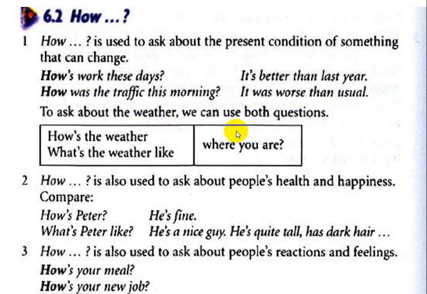To ask about the weather we can use both questions. How's the weather? And what's the weather like where you are? Number 2. How is also used to ask about people's health and happiness. We can use it to ask about people's health or happiness.